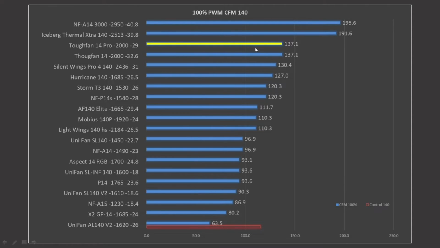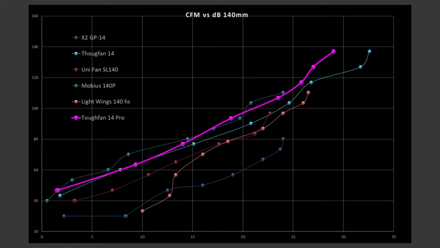Cranking things up to 100% PWM fan signaling, and we once again see the Toughfan14 Pro now in third place, with the original Toughfan14 having the exact same airspeed, but functionally in fourth place because it's generating more noise. The Silentwings 4 Pro 140, at around the same noise level, is a little bit louder than the Pro while giving less airspeed. So, I mean, it's a very interesting result. The Toughfan14 Pro indicates that it's just overall doing really quite well.